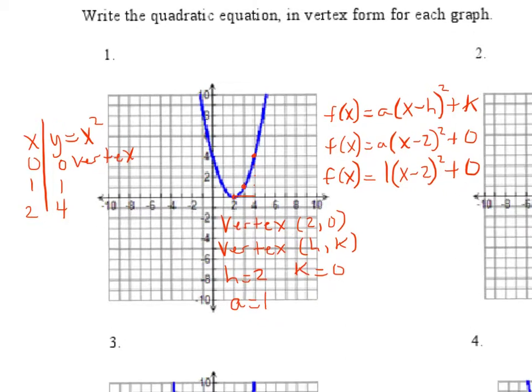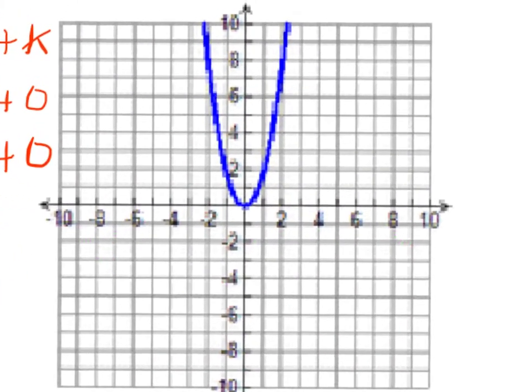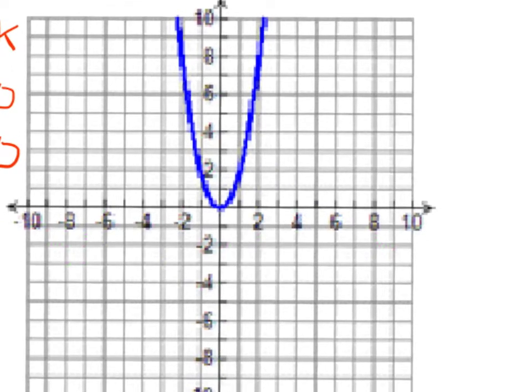Alright, so let's look at the second one on here. I'm going to blow this one up here so it's a little bit easier to see. Now it's a little bit hard to read on this graph because it's a little bit distorted when we blow it up that big, but we'll see what we can do here. Looking at this graph and identifying the vertex, your vertex here is at the origin, (0, 0). So that means that h is 0 and k is 0. Remember, your vertex is (h, k).